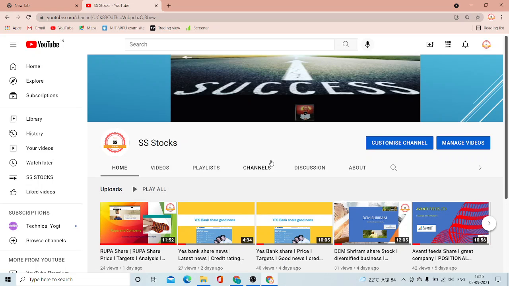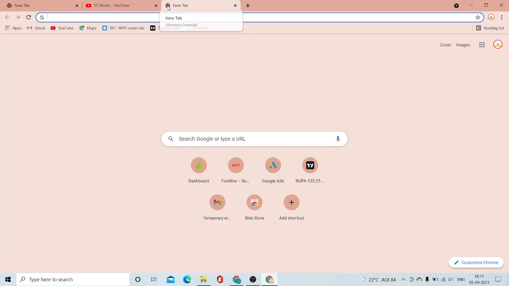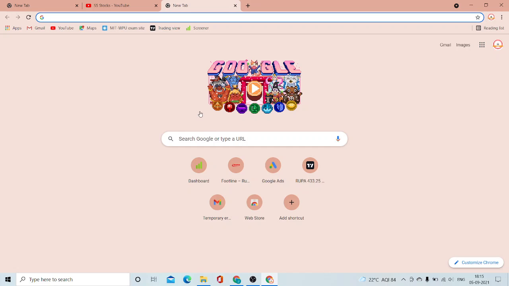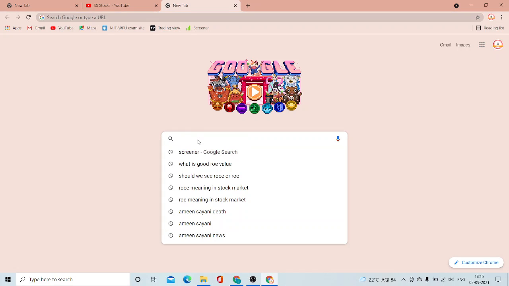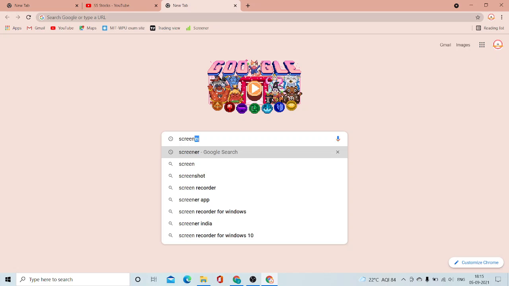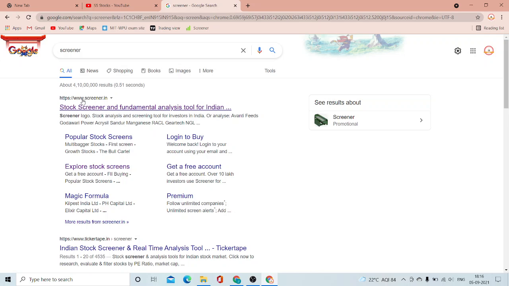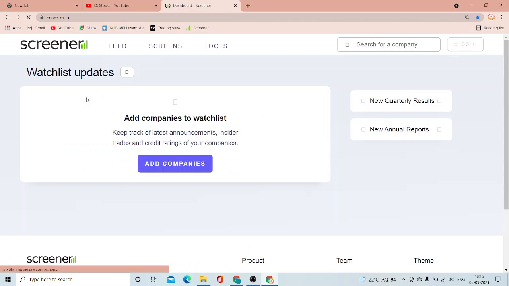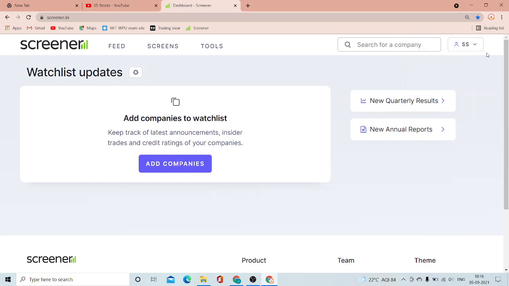Today we will learn about how to use the screener.in site. Basically, this site is useful to check the financials of a company and also to know about the company. So we will jump directly to the screener site. You can type screener in your browser. The address of the site is www.screener.in. You can click to sign in with your Google account, and then you will come to this page.